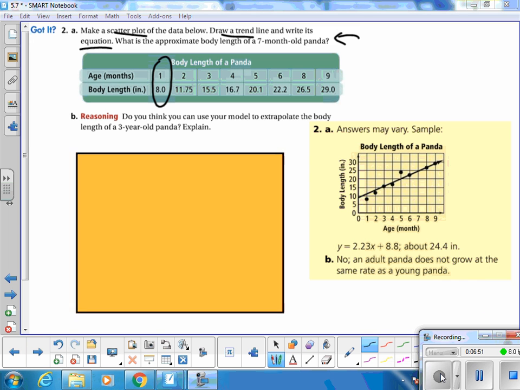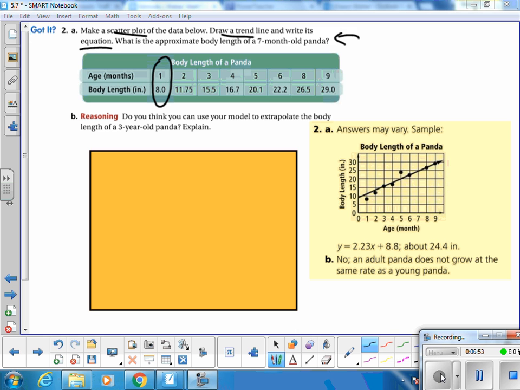All right, let's see how you did. All right, because you plotted out, there's the line of best fit right there. Your equation is y equals 2.23x plus 8.8, and it's about 24.4 inches. Now, do you think you can use your model to extrapolate the body length of a 3-year-old panda? They're saying no, an adult panda does not grow at the same rate as a young panda. I can imagine they would grow at a less of a rate. Similar to you and I.